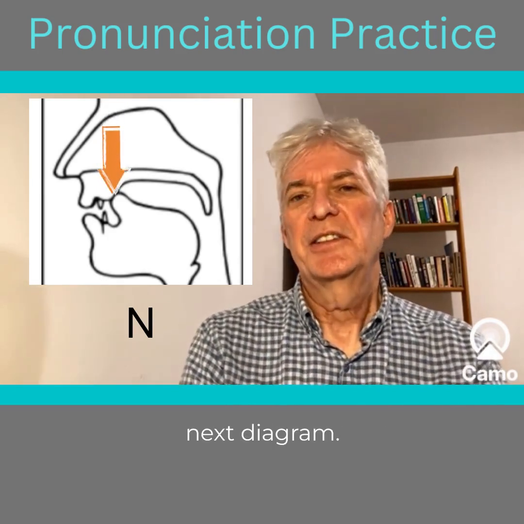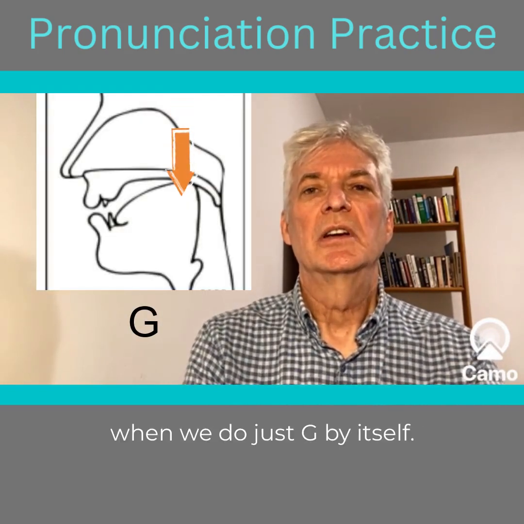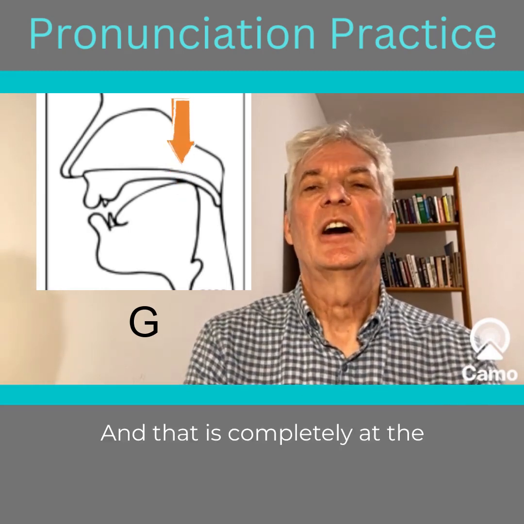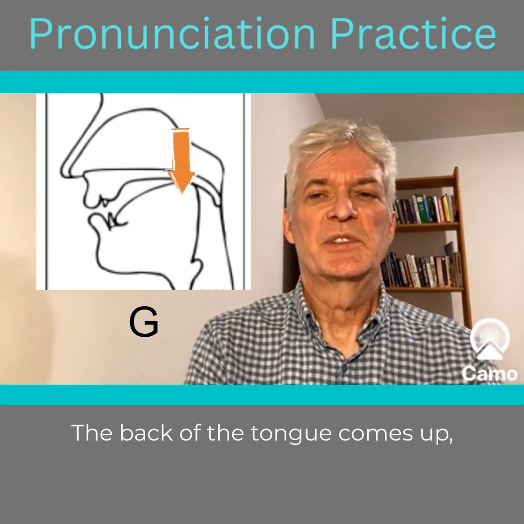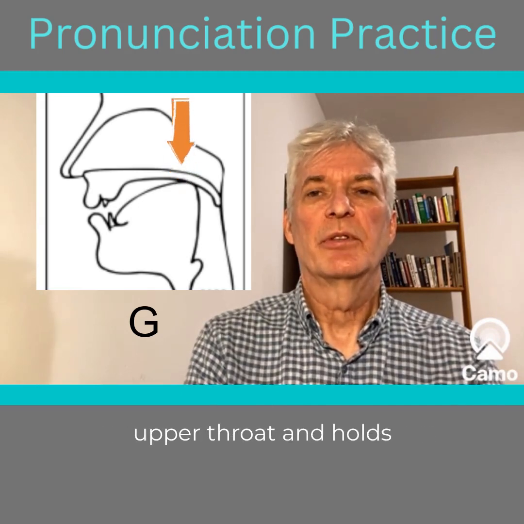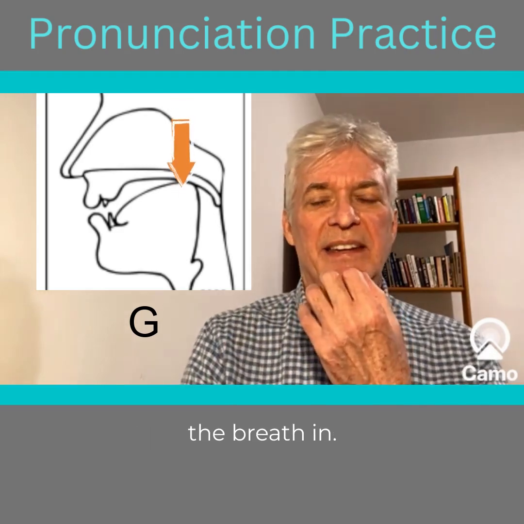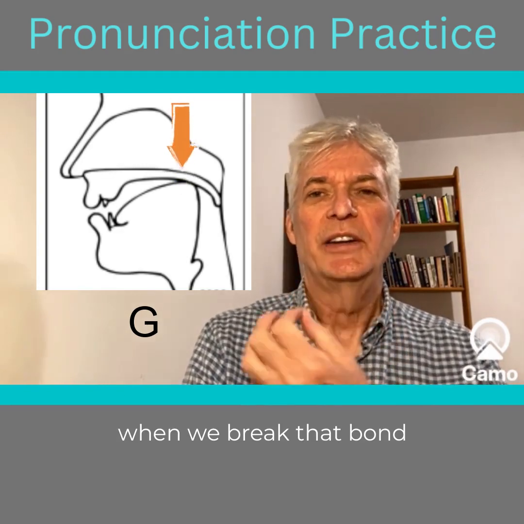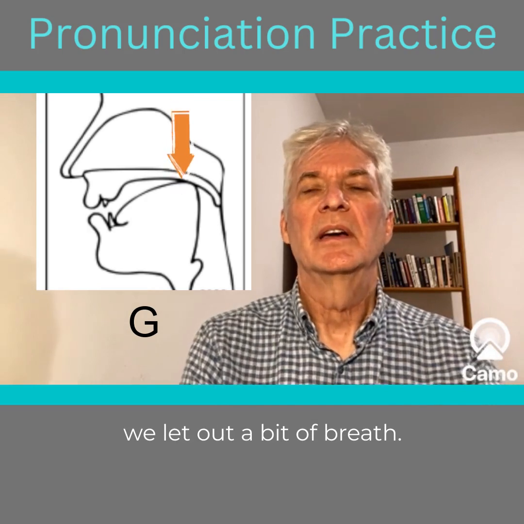Now take a look at this next diagram. This is the sound that we make when we do just G by itself, G. And that is completely at the opposite side, in the back of the mouth. The back of the tongue comes up, pushes against the back of the roof of the mouth, or even the upper throat, and holds the breath in, and then the sound G comes out when we break that bond and we let out some air. We let out a little bit of breath, G.